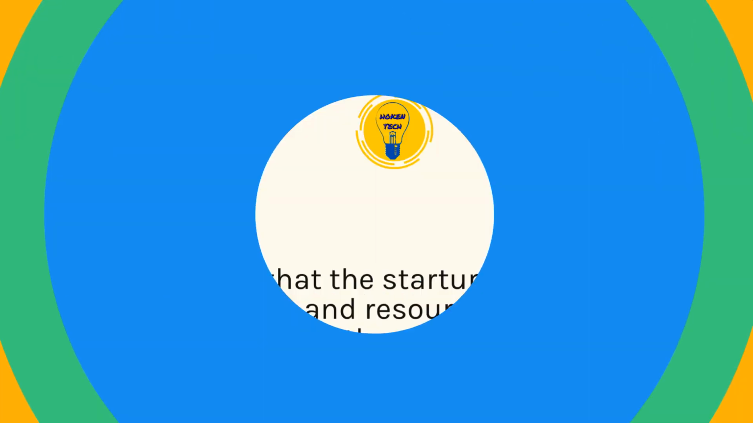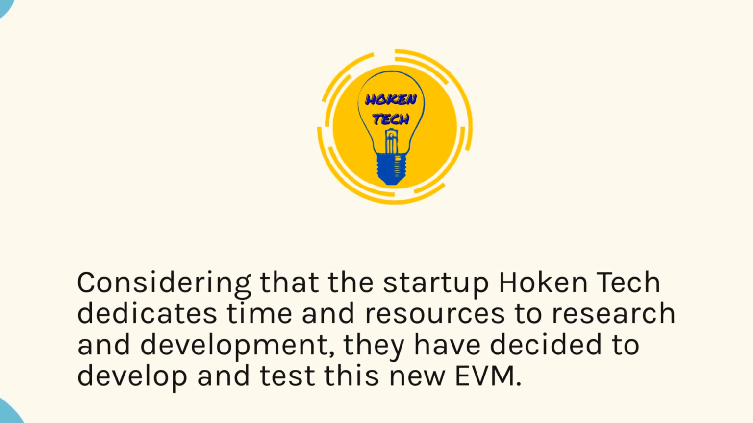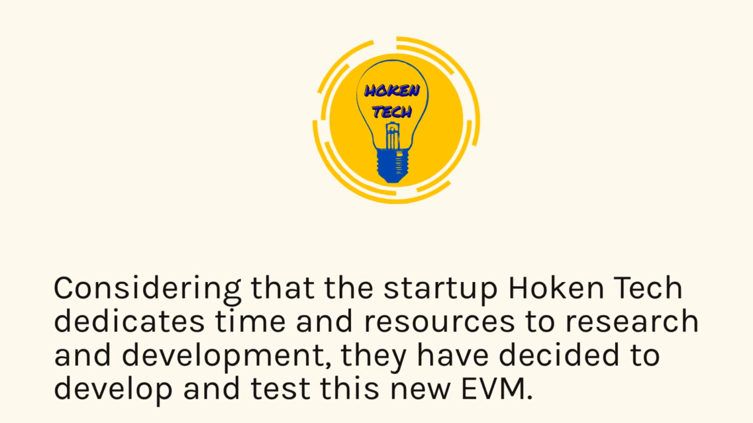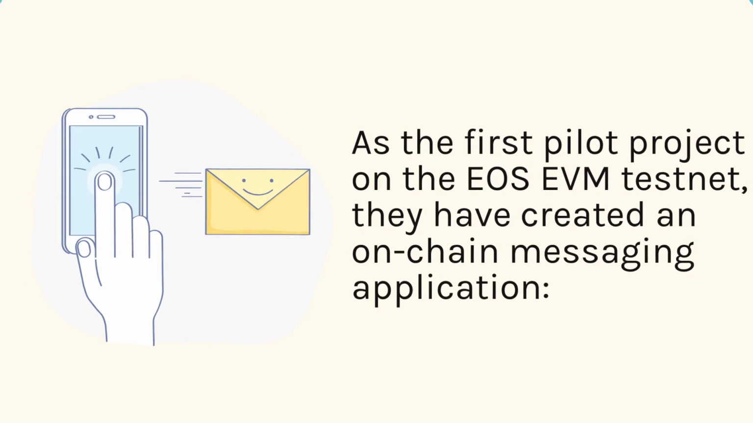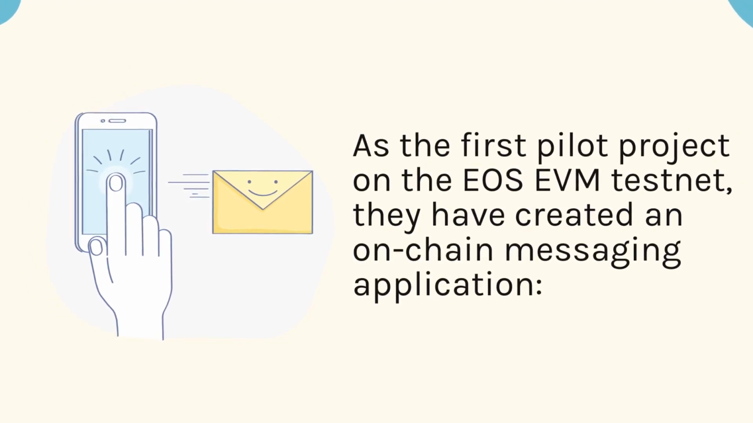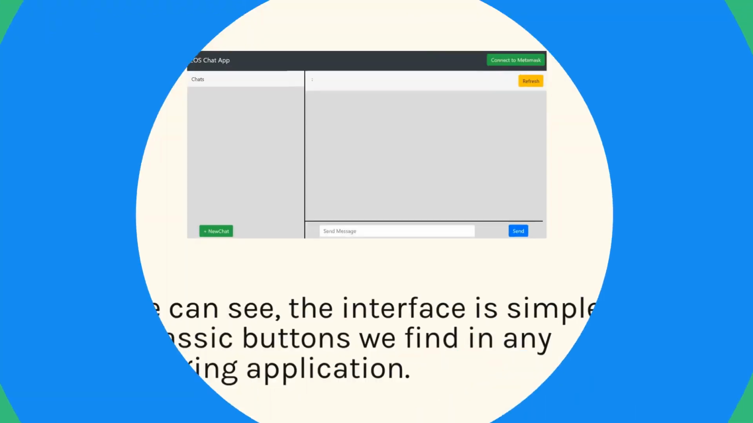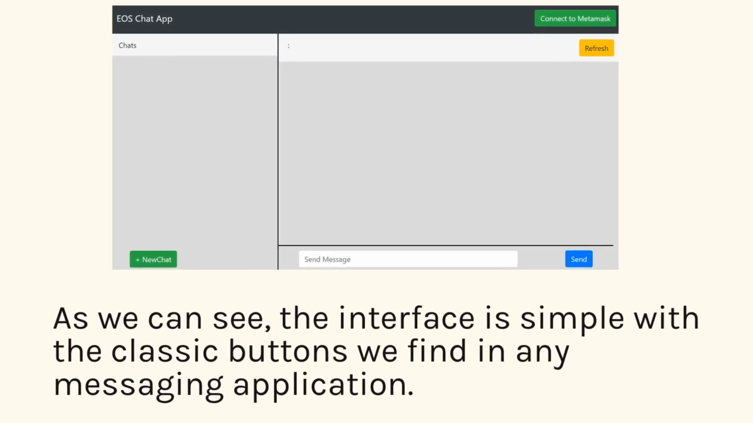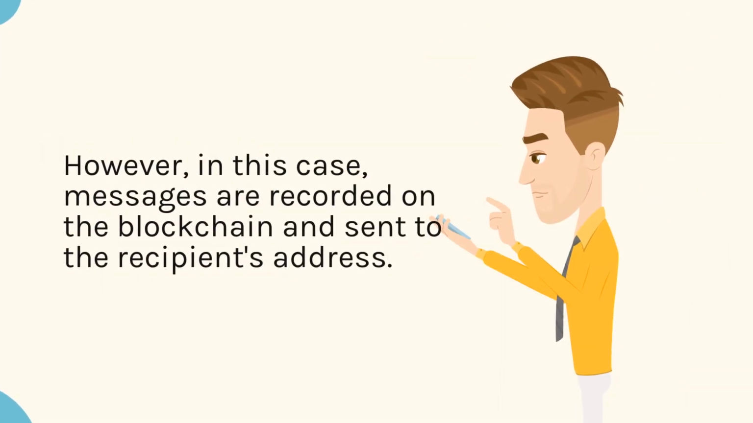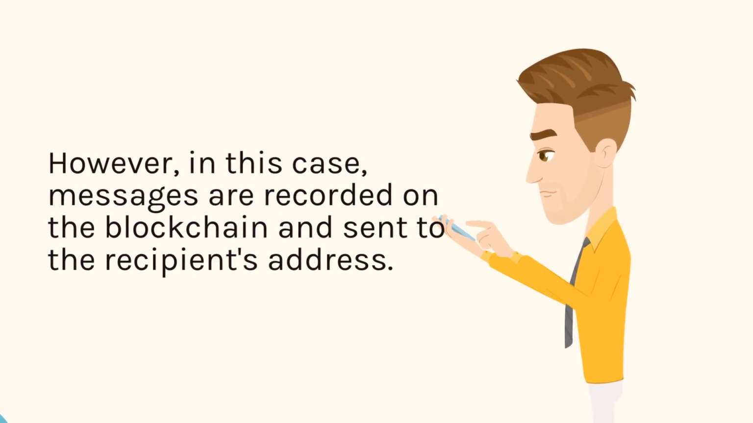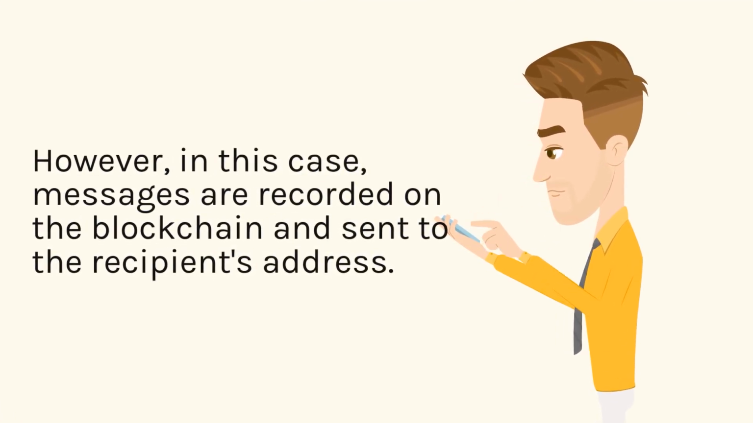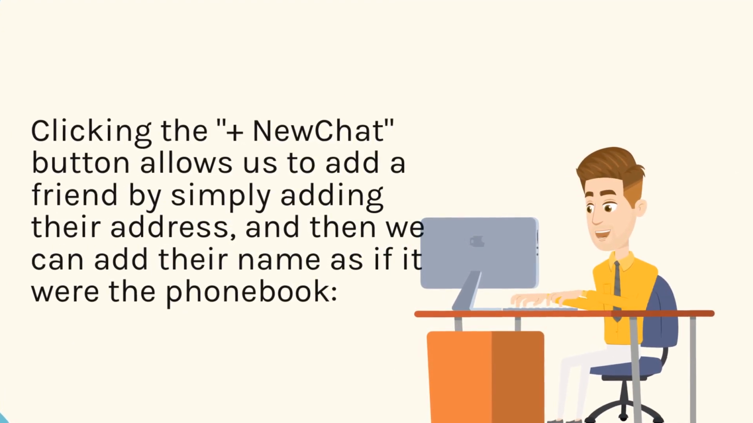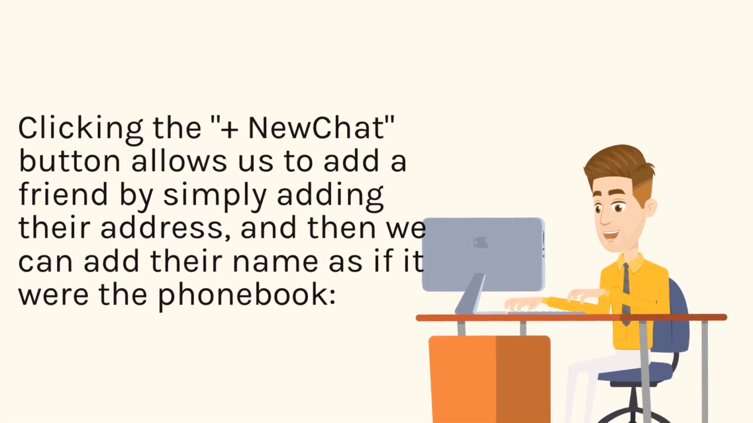EOS Chat App. Considering that the startup Hoken Tech dedicates time and resources to research and development, they have decided to develop and test this new EVM. As the first pilot project on the EOS EVM testnet, they have created an on-chain messaging application. As we can see, the interface is simple with the classic buttons we find in any messaging application. However, in this case, messages are recorded on the blockchain and sent to the recipient's address. Clicking the plus new chat button allows us to add a friend by simply adding their address, and then we can add their name as if it were the phone book.